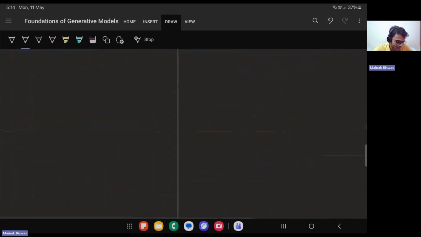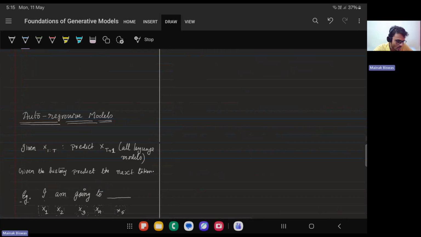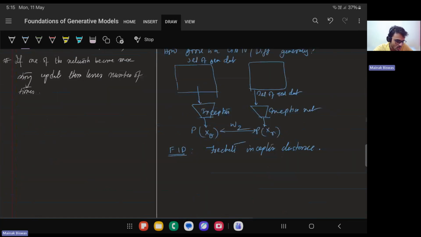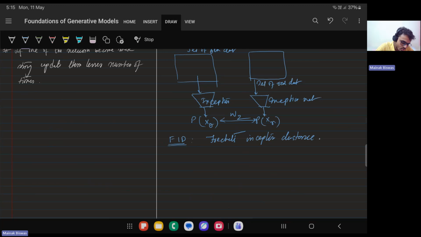What I'll do now is I'll go to autoregressive models. So just to see similarities, I'll just write it down over here in case you haven't seen. Similarity between WGANs and EBMs. Right? So this is my WGAN objective.